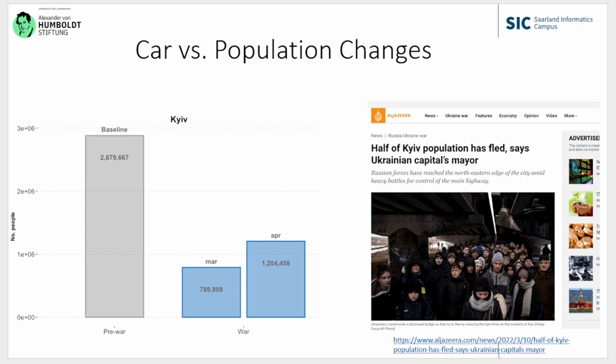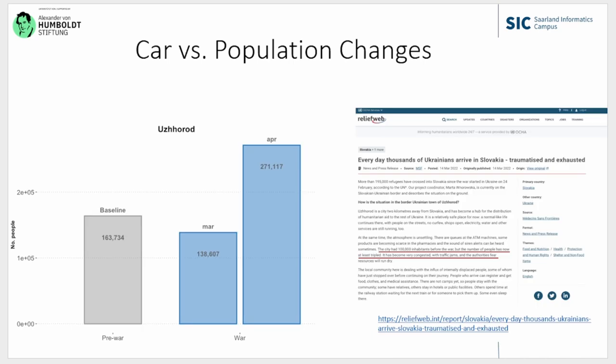This is a city in the west of Ukraine, where you see the number of cars going up. This is on the border with Slovakia. And at least its upward trend is again plausible. Here, the reported estimates are that the number of people has at least tripled. This was a report also published in March. So it depends on when these pictures were taken, but at least the directionality is plausible. And there are some other hand-waving plausibility results.